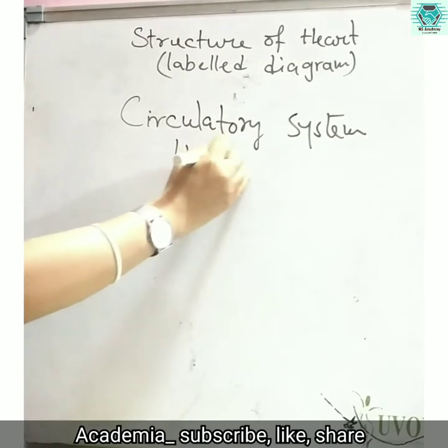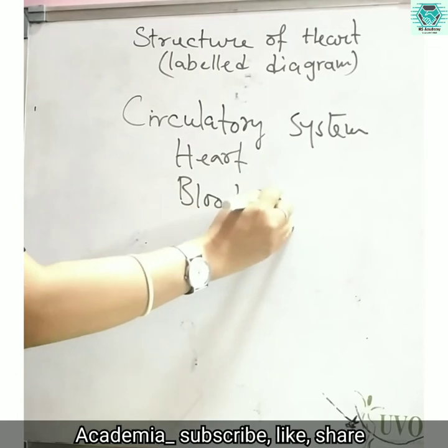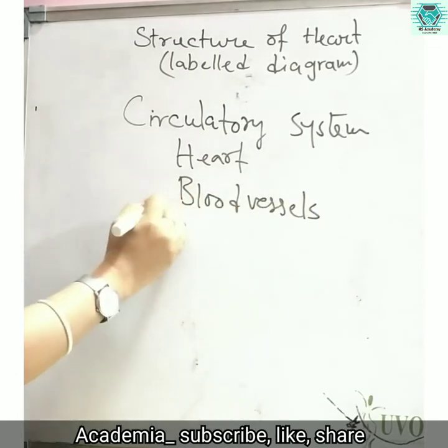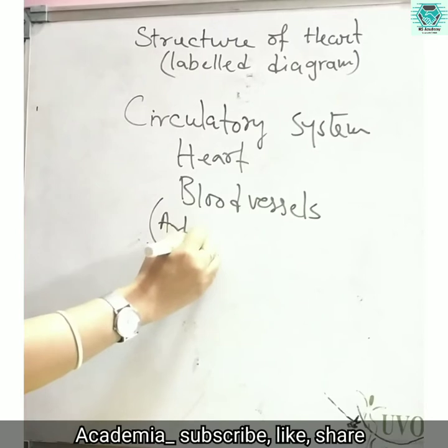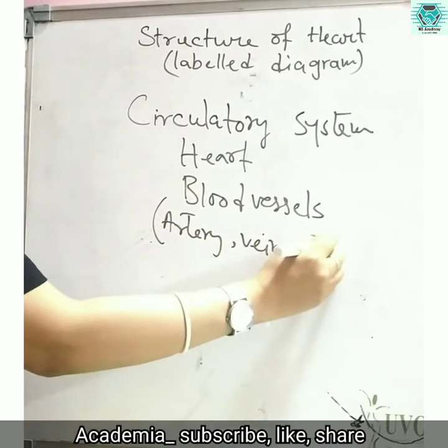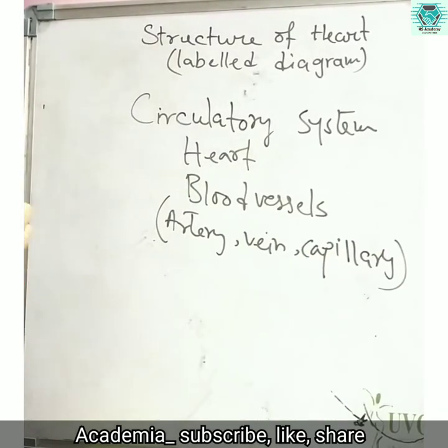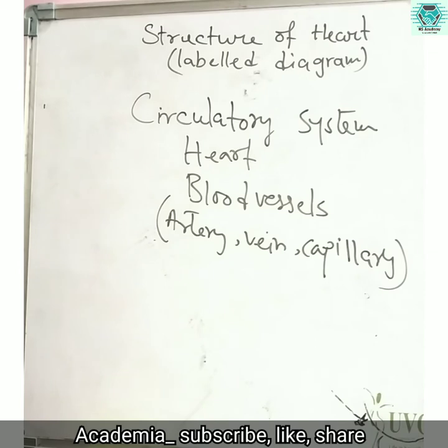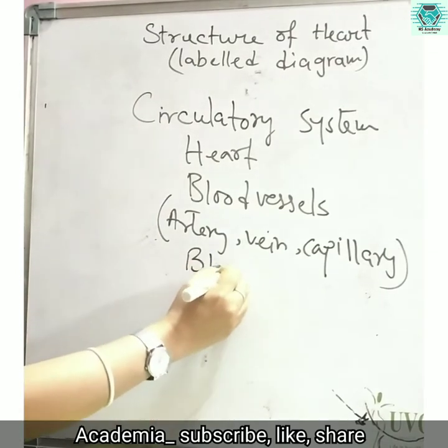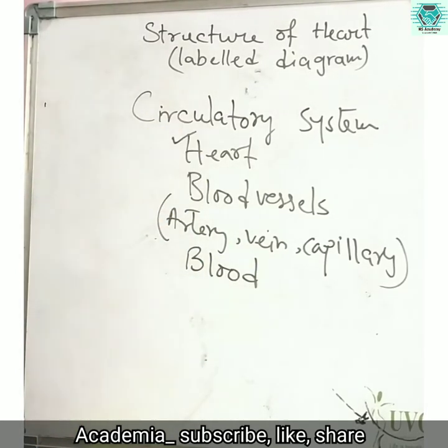heart, blood vessels, which include artery, vein, capillary. So lots of arteries, veins and capillaries are present in our body, and another important thing is blood. So the most important organ of the circulatory system is the heart.